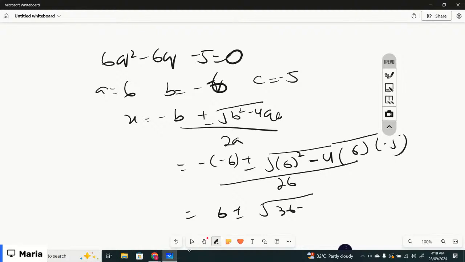So that is 30, and 4 times 5 is 20, and 20 times 6 is 120. 2 times 6 is 12. So it is 6 plus minus square root of 156 divided by 12, right?